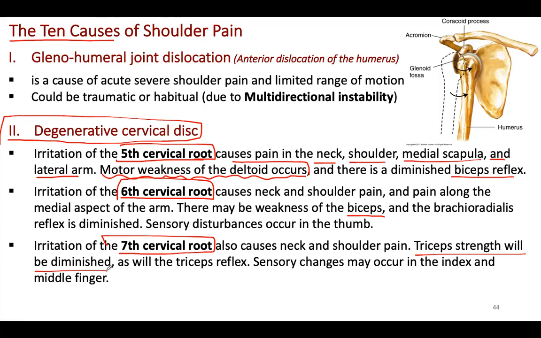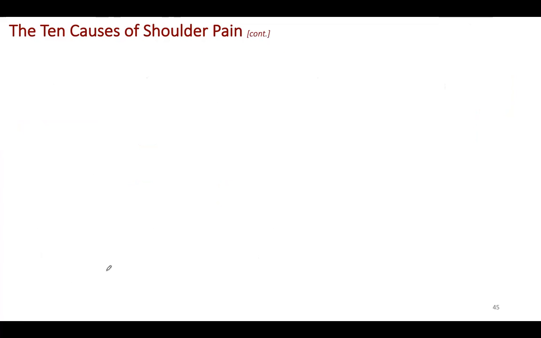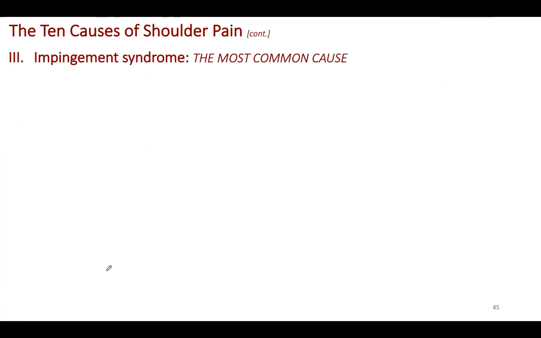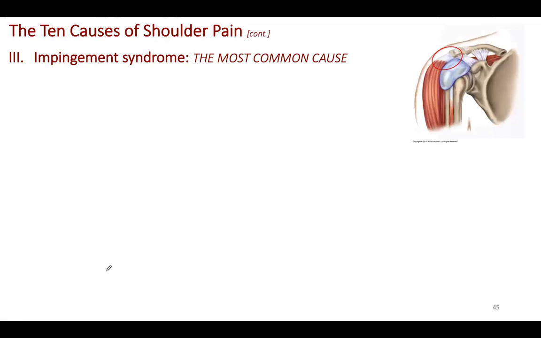So this is the second cause of shoulder pain. The third cause, impingement syndrome. Impingement syndrome, this is a mechanism of injury. Impingement means you are compressing a bodily structure between two other body structures. And usually this structure is the bursa.